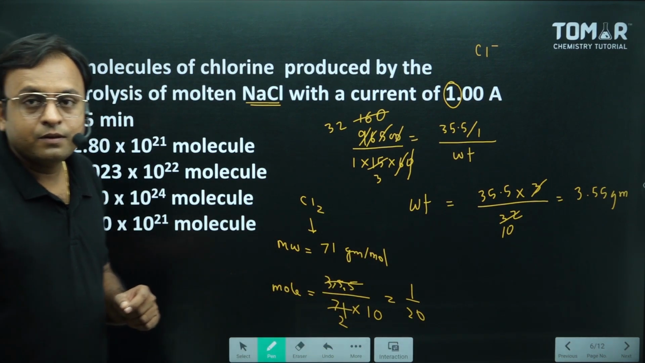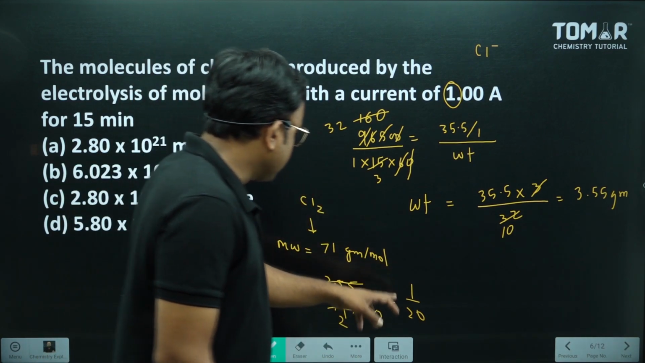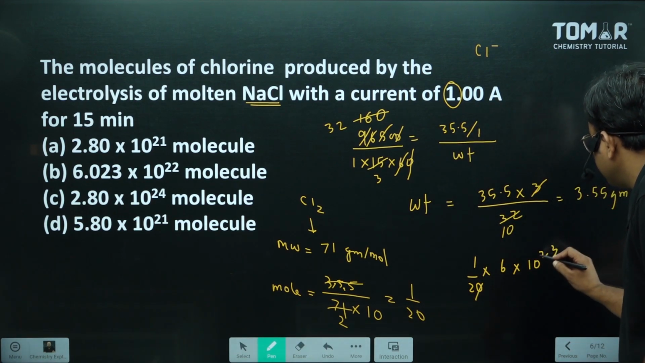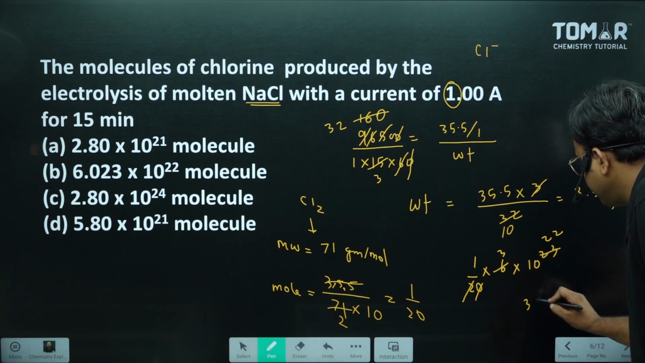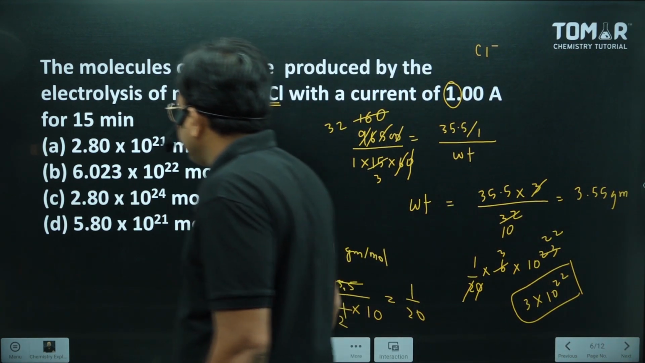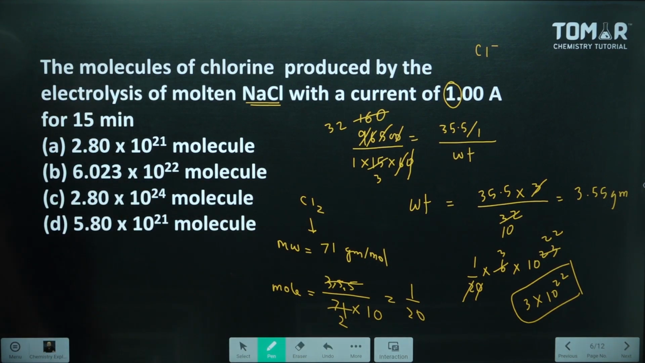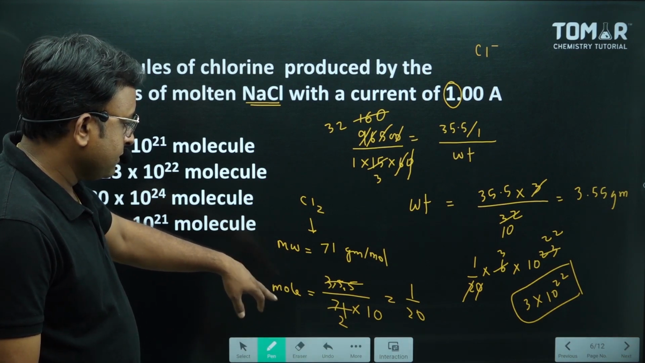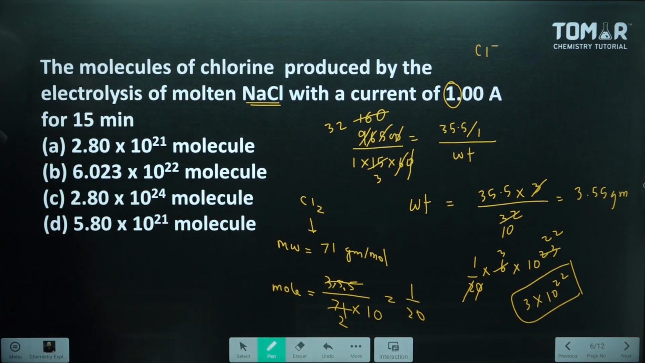Now we have to find the molecule. 1 mole has 6 into 10 to the power 23 molecules. So this much mole is having this much molecule: 3 into 10 raised to the power 22. So 1 by 20 mole gives 3 into 10 raised to the power 22 molecules, from 6 into 10 raised to the power 23.